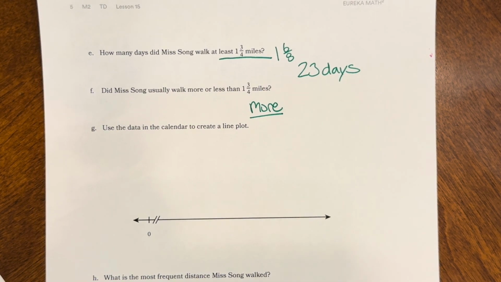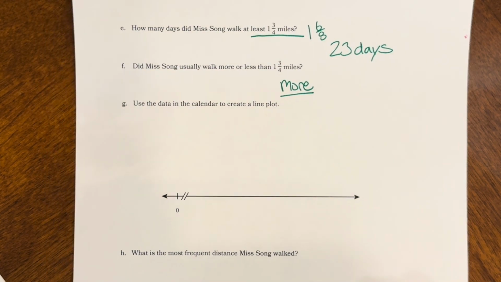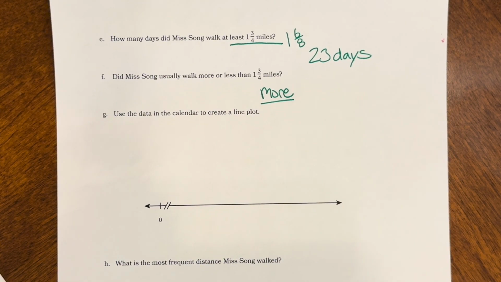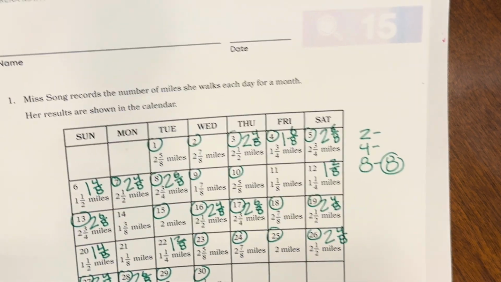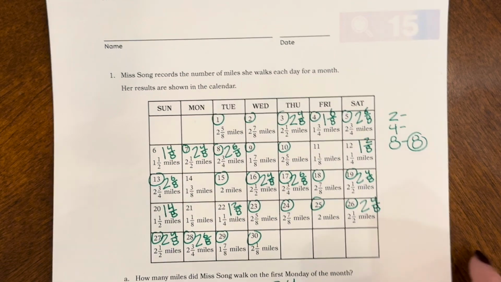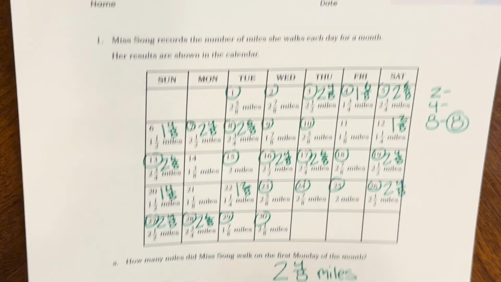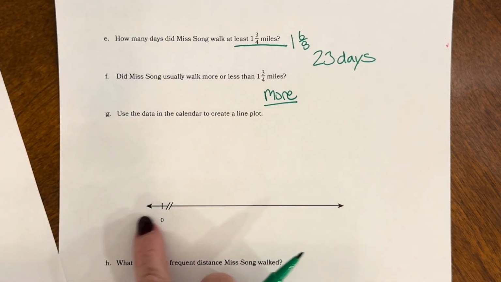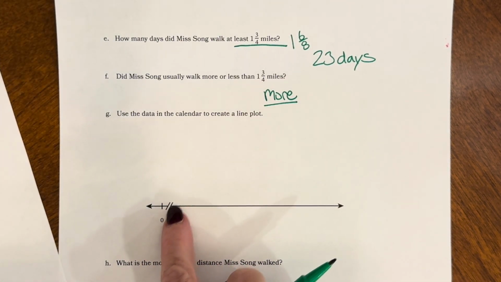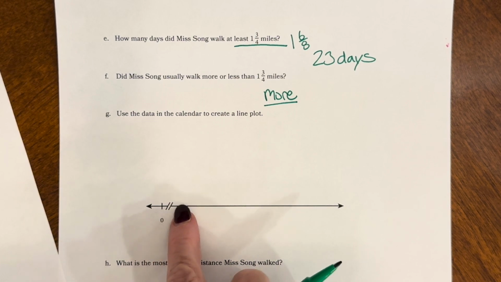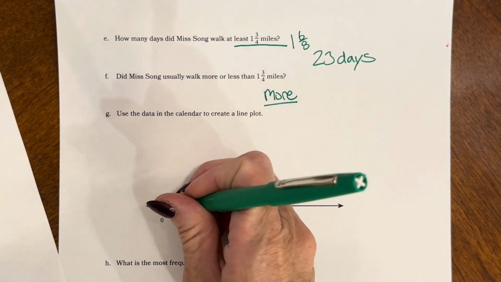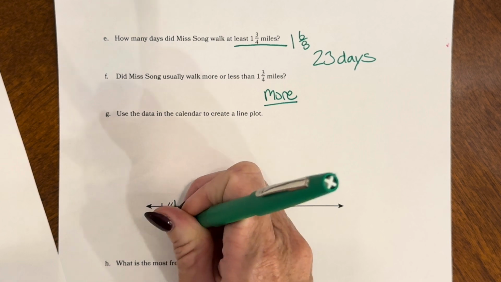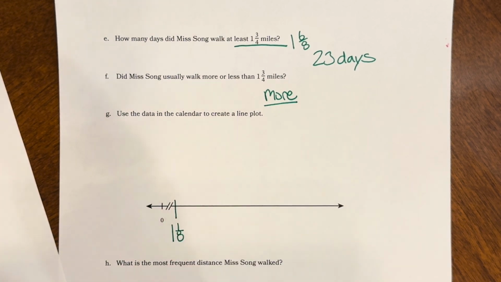Okay, this is where we're getting to our new topic, ladies and gentlemen. It says, use the data in the calendar to create what they call a line plot. So we're creating a line plot. The first thing we want to do is find our shortest distance, and they actually had us write it down here, 1 1/8. Now they did these little lines to say that this isn't going to be to scale. So we're going to start with 1 1/8 as our shortest distance.